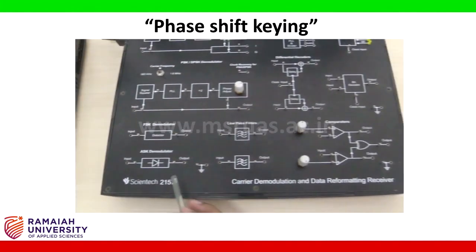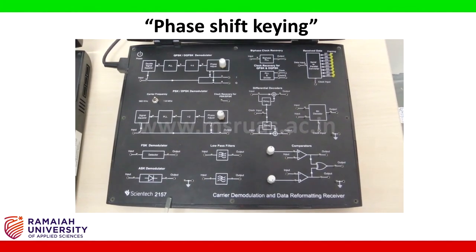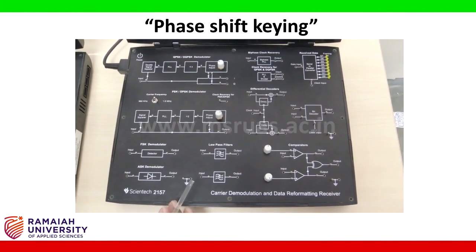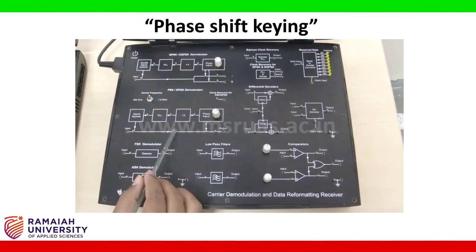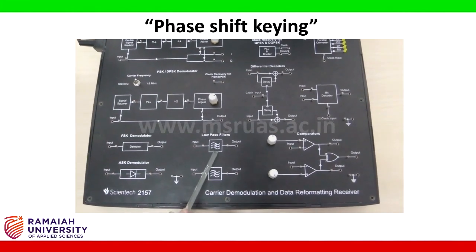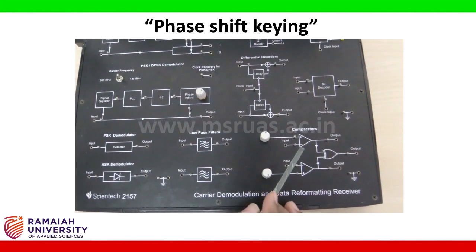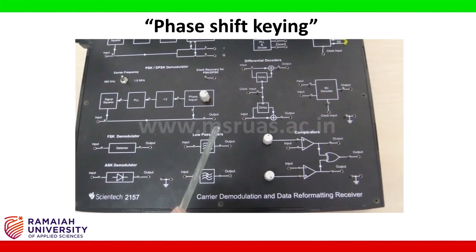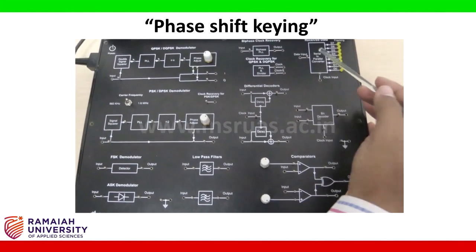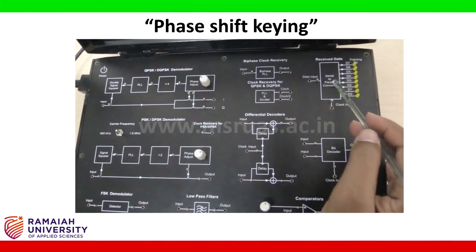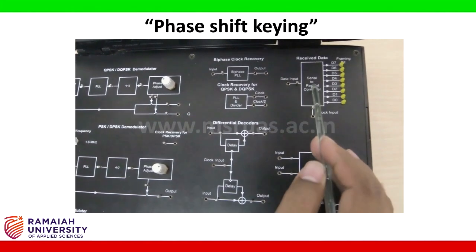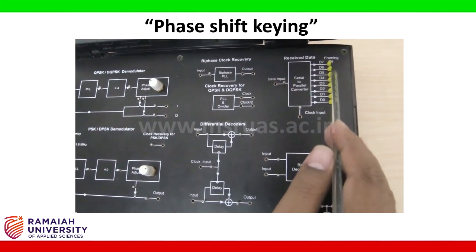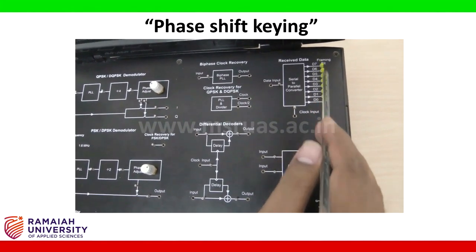Then in Syntec 2157 we have phase shift keying demodulation circuit, that is PLL, low pass filter and comparator. Here we are going to get the data back from serial to parallel converter. Whatever transmitted bits we have sent, whether we are getting them back faithfully or not will be checked using these LEDs.